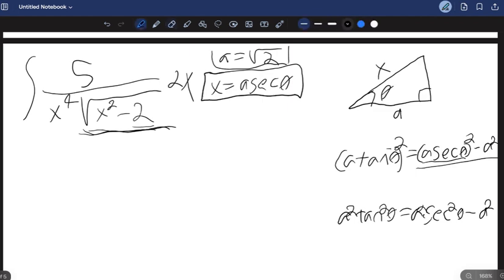And then that would mean, by the Pythagorean theorem, that this side would be equal to the square root of my hypotenuse squared minus my adjacent squared. That looks exactly like the radical I'm trying to replace. So I'm on the right track still.